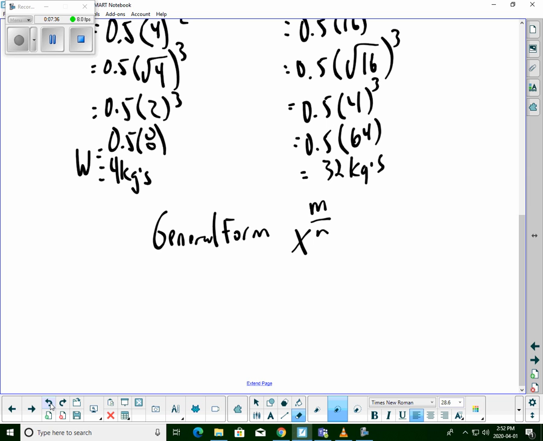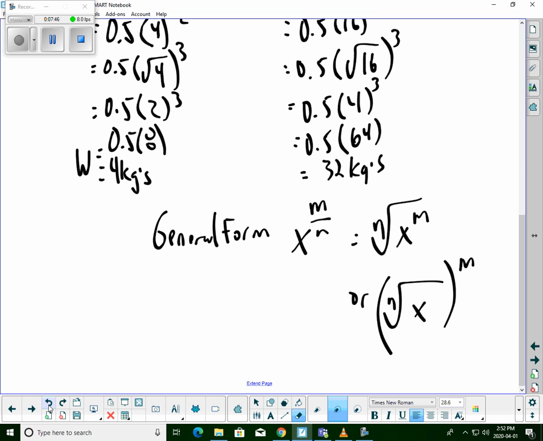Okay, so in general form, if we have x to the m over n, like I keep talking about the notch, n goes in the notch and m can go underneath the radical, or you can write it with n in the notch and m is out in a bracket, and it's all the same.